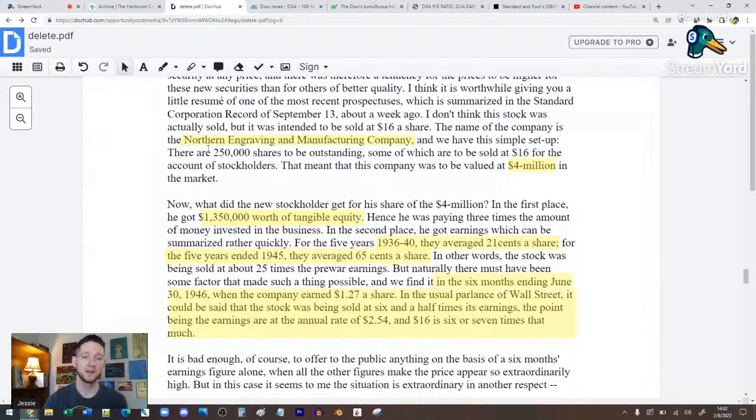Anyway, moving on. Northern Engraving and Manufacturing Company was a stock that sold for $16 a share.